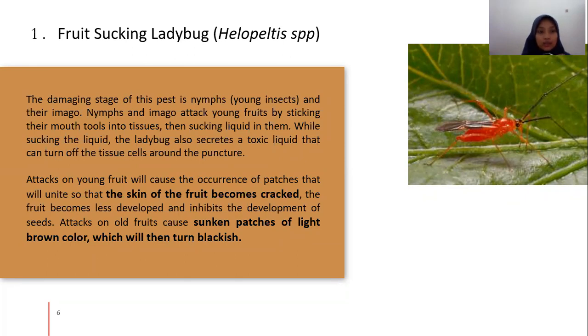While sucking the liquid, the ladybug also secretes a toxic liquid that can kill the tissue cells around the puncture. Attack on young fruit will cause patches that will unite so that the skin of the fruit becomes cracked, the fruit becomes less developed and the development of seeds is inhibited. Attack on old fruits can cause sunken patches of light brown color which will then turn blackish.